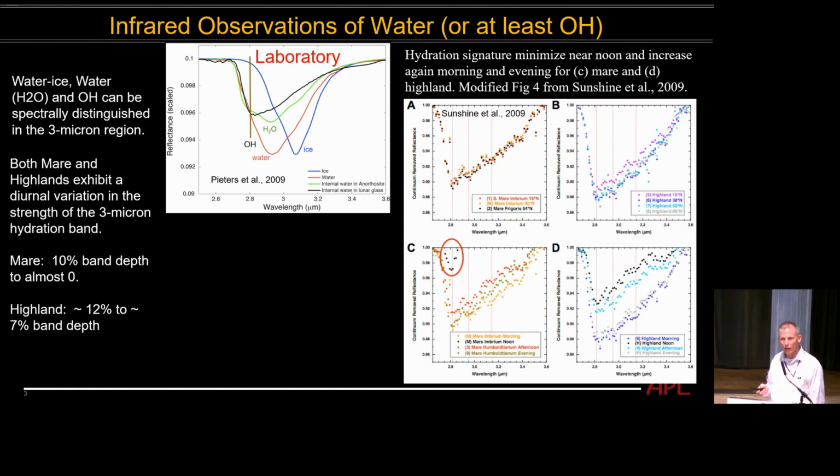So during the noontime, warm temperatures, there's a shallower absorption band. This also occurs in the highland materials. In the 2 plots on the right, in D, you can see that some areas have a more shallow band than the other. This has been interpreted directly, without any reason to question why, as a change in the actual abundance of the water itself, or the OH.